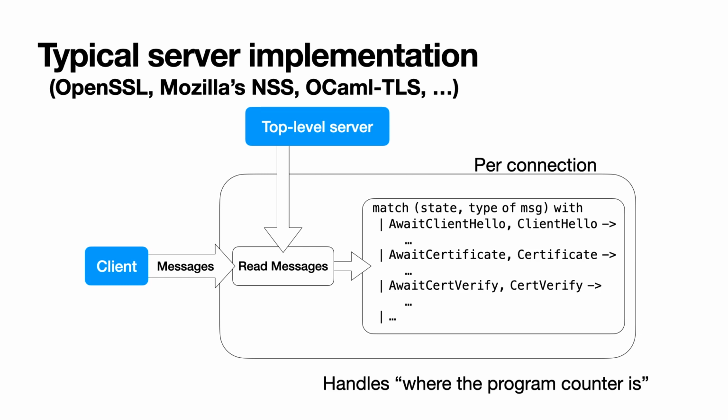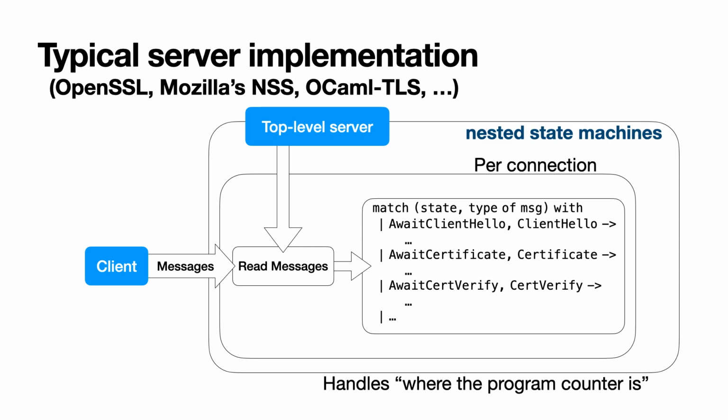A typical implementation looks like this. The server receives a message and checks its message type and the current state. Then it performs local computations or sends something back to the client and updates the current state. So the code explicitly handles where the program counter is, which we do not do in high-level programming. Also, the server consists of nested state machines. The top-level server communicates with the state machine for reading specified bytes of messages per connection, and that reader state machine communicates with the core TLS state machine.